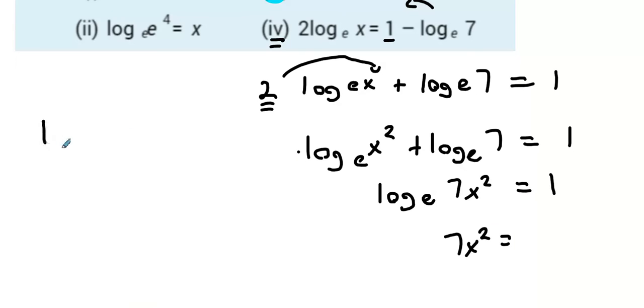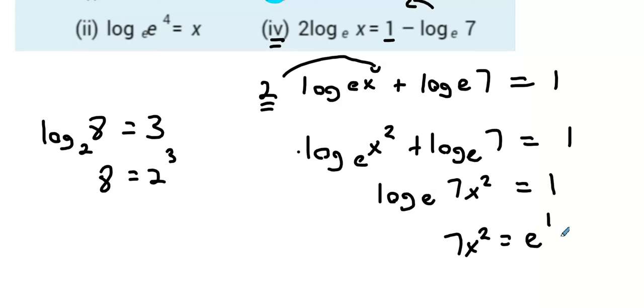If you aren't sure, write down a really easy log that you know the answer of. Everybody agrees log 8 base 2 is 3. Where does the 2 go to make that work? 2 to the power of 3. So where should the e go? E power 1, or just e.